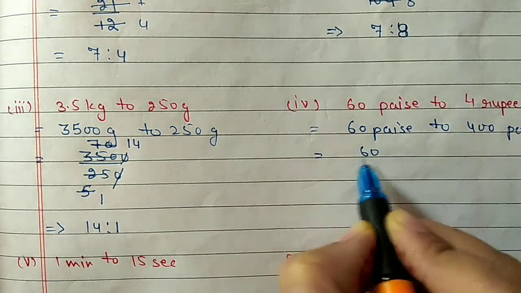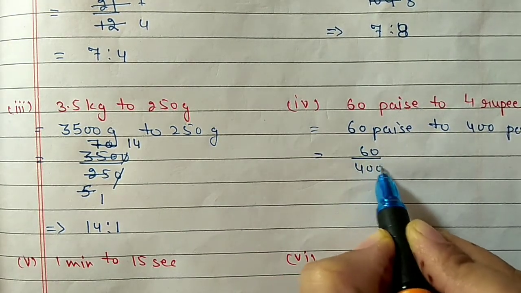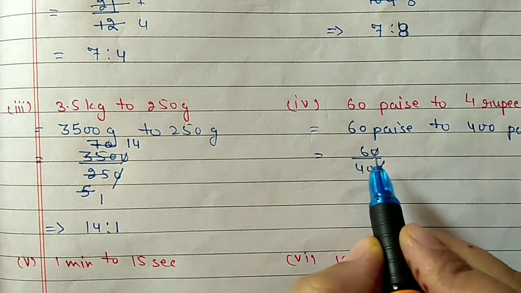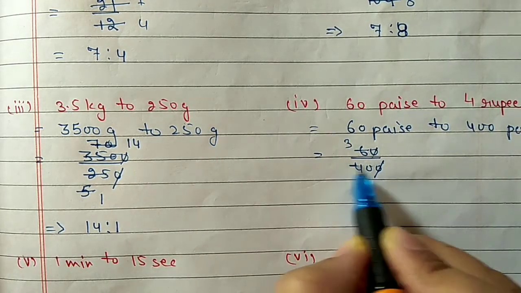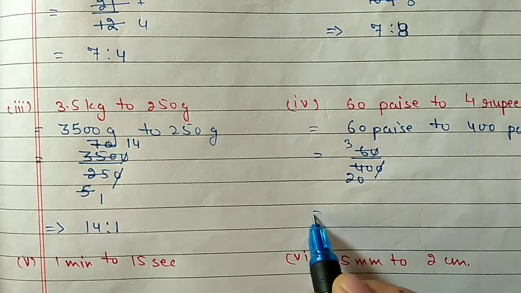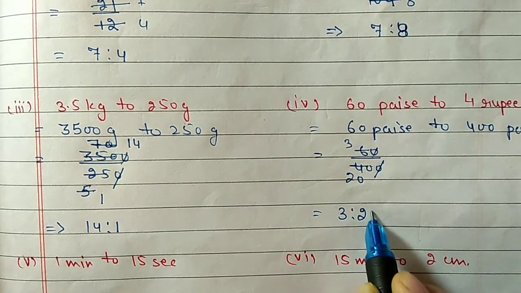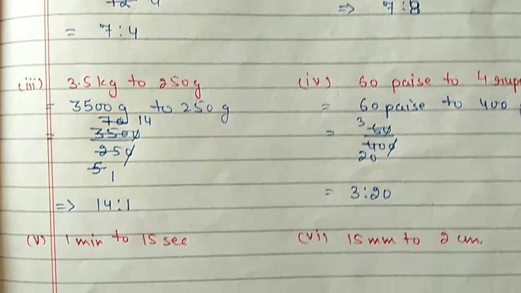Now we can do the cancellation. 60 by 400. 1 zero we can cancel directly. Then 2 3s are 6 and 2 20s are 40. So the simplest form of the ratio is 3 is to 20.